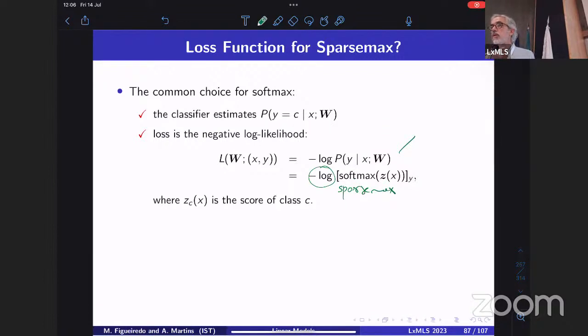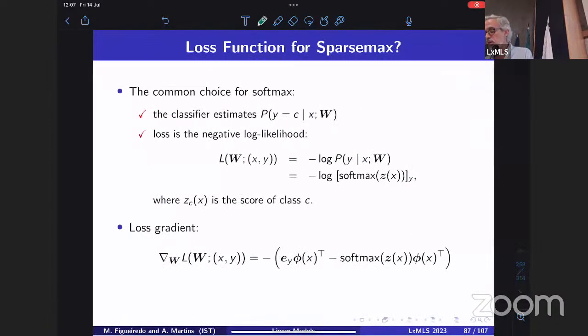What could go wrong? Logarithms of zeros, because sparsemax can give you zeros, and you cannot compute logs of zeros. It would give you minus infinity. Actually, it would give you infinity because it's minus log. If you could be sure that in the training set, the probability of sparsemax for the corresponding label would never be zero, then this would not be a problem, but you can never be sure of that. So you cannot use this technique directly with sparsemax.